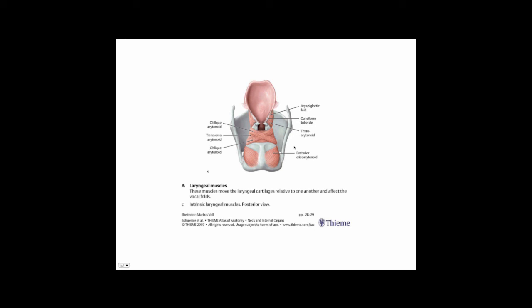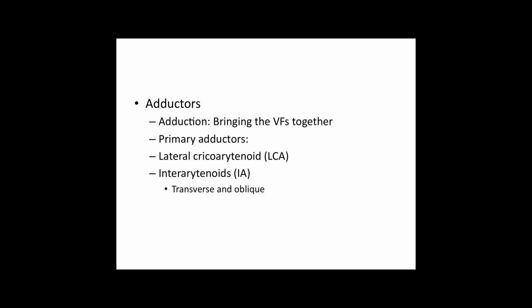Both of these muscles, the interarytenoids, oblique and transverse, and the lateral cricoarytenoids, when they contract, they bring the vocal folds together, adduction, aiding in vibration or phonation of the vocal folds. Okay. It also is needed for coughing. I have to bring those adductors together to cough.